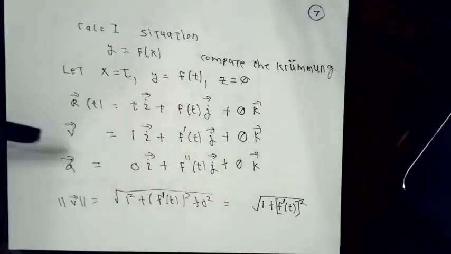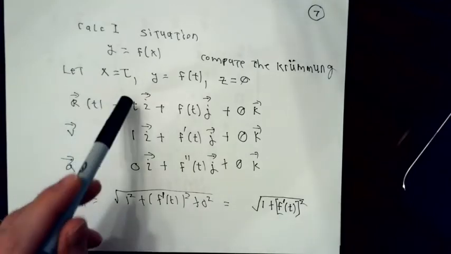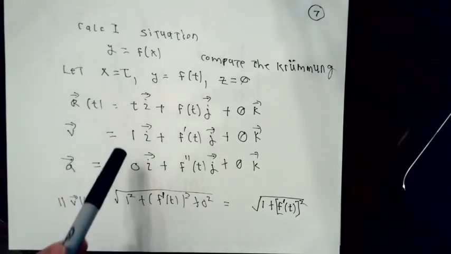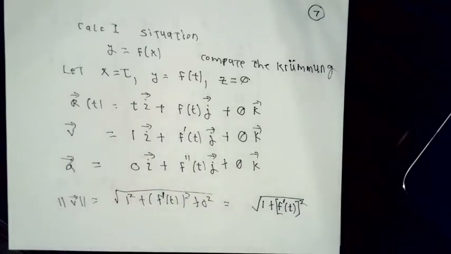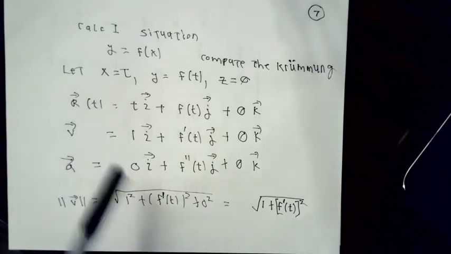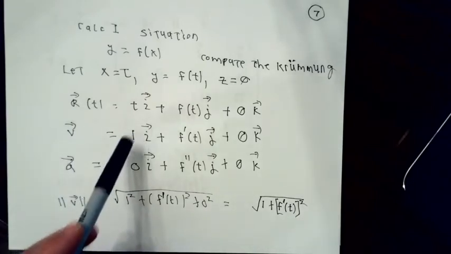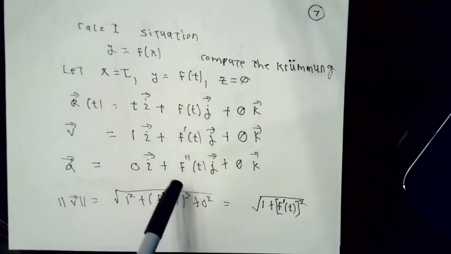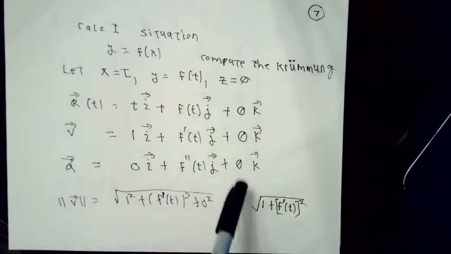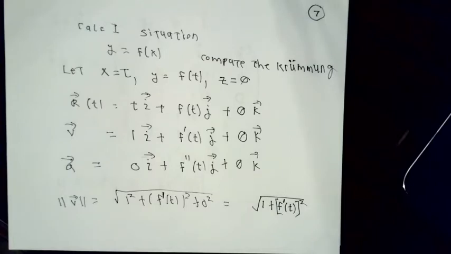If you calculate the velocity, which is the derivative of position, the derivative of t is 1, and the derivative of f of t is f prime of t. The acceleration is the derivative of the velocity: the derivative of a constant is 0, the derivative of f prime is f double prime, and the derivative of a constant is 0.